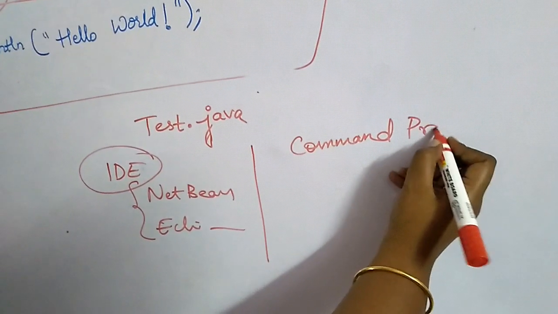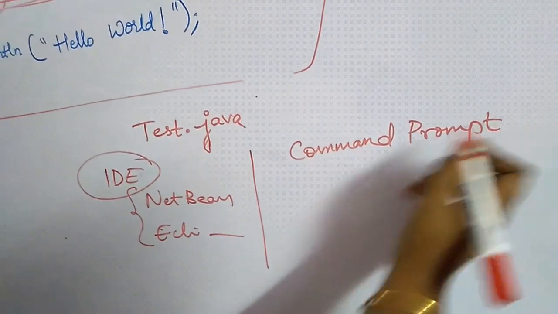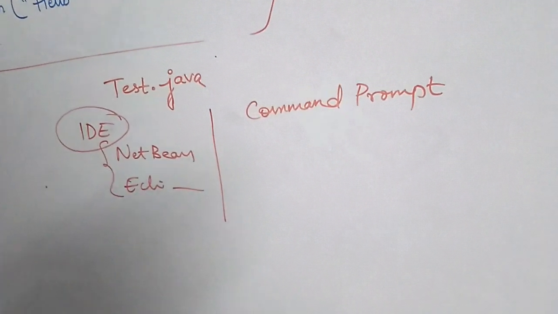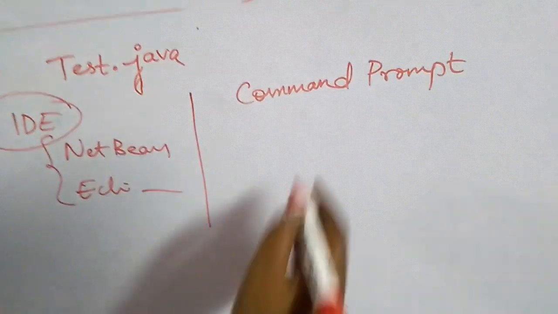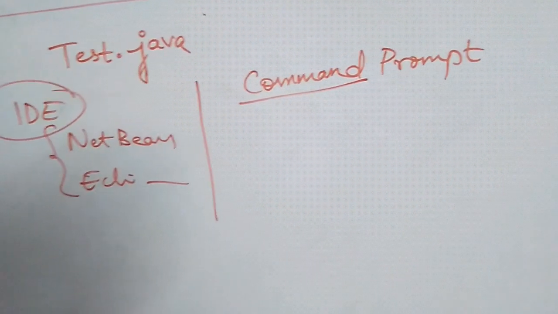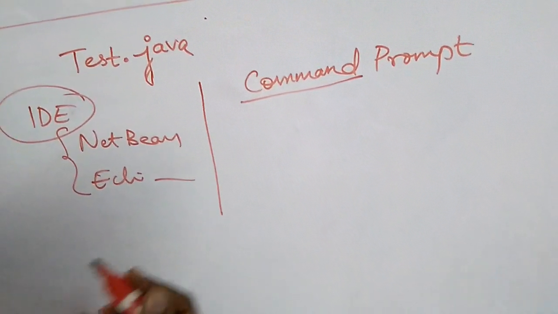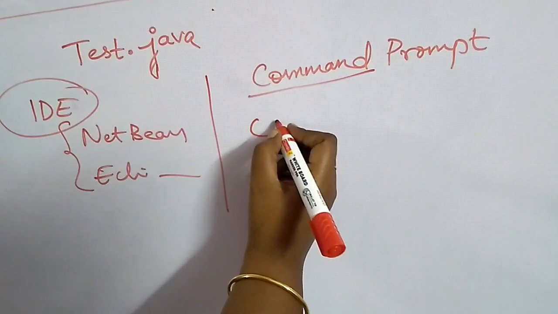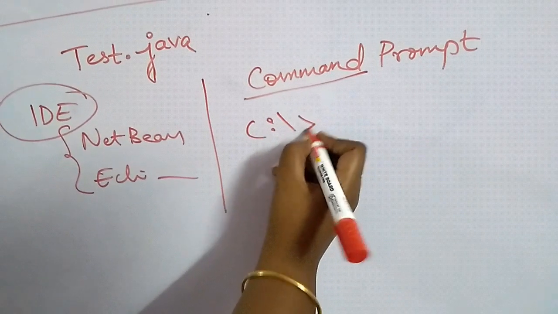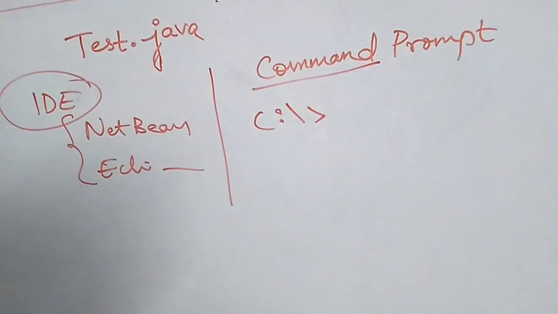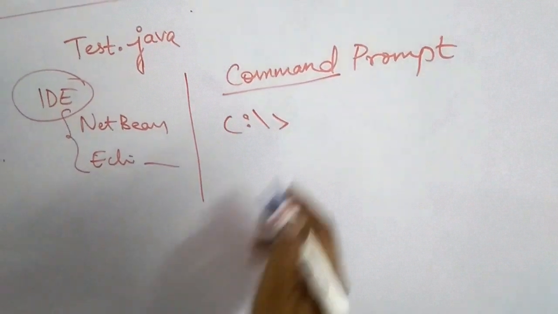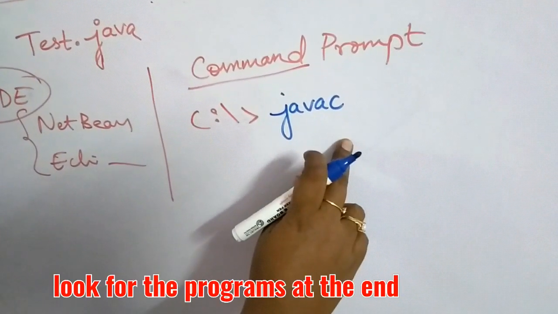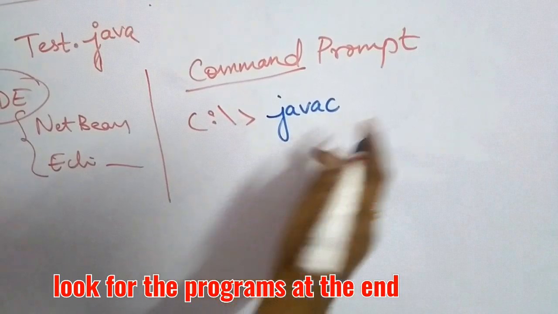Command prompt is a prompt which is like the DOS prompt, wherein you have to use only the keyboard for giving the commands. So you have to use commands to actually compile and execute your program. To compile the program, this is my command prompt. You have to use the javac compiler. So I'm writing javac. This is the command I should use.